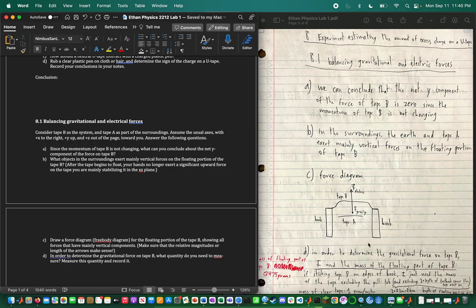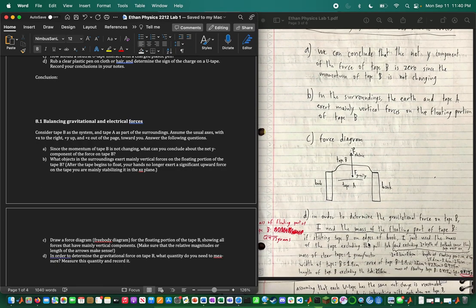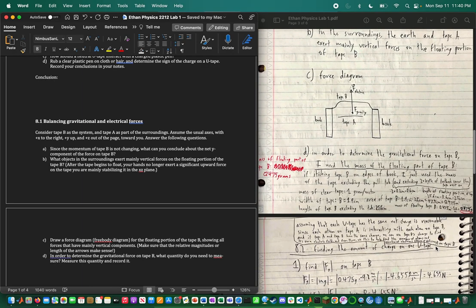In order to determine the gravitational force on tape B, I need the mass of the floating part of tape B. So I can take the width of tape B, multiply that by the length of tape B, excluding the tab, and then subtract the pieces of tape B that are on top of the books, because the tape has to be attached somewhere. Then I get the area, convert the area to meters, and multiply that by the mass of clear tape, which is 1 gram per meter, and then I get 0.475 grams as the mass of the floating part of tape B.